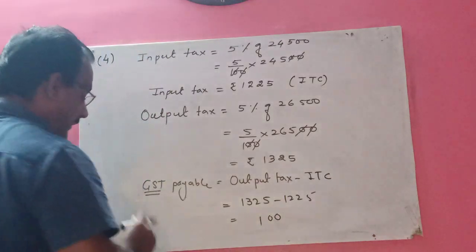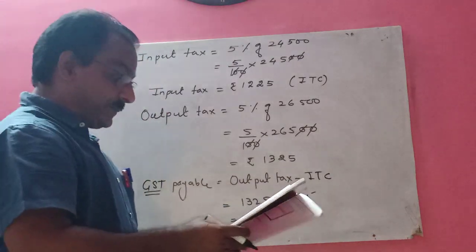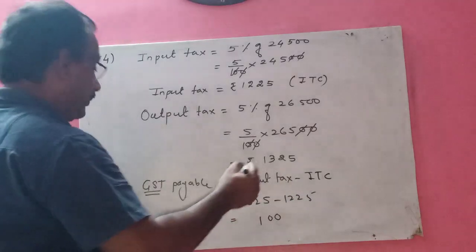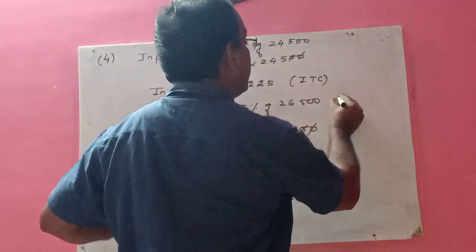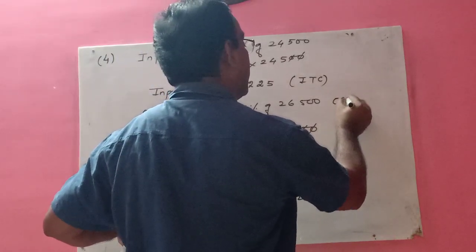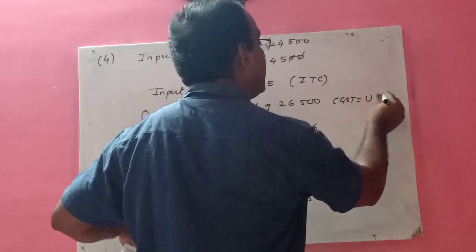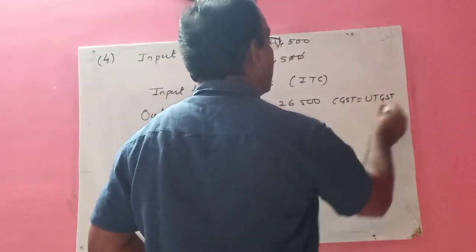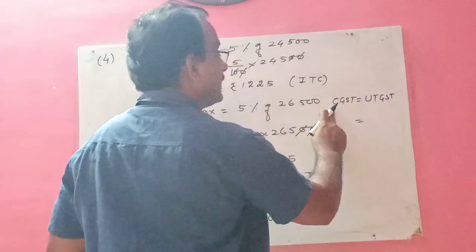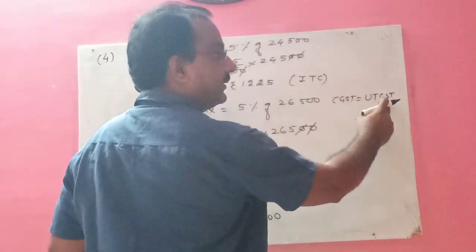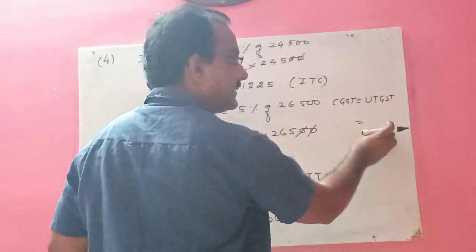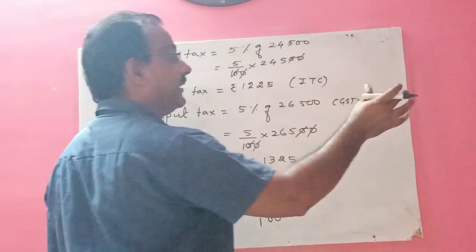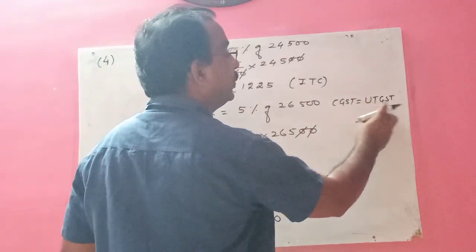This is GST payable. Okay, but as per the question you have to calculate CGST and UTGST. So what you will write? CGST and UTGST. Right, here we have calculated CGST and SGST. It is half of GST. Same thing here, CGST and UT, because Chandigarh is a union territory. So that is why here we are writing UTGST.